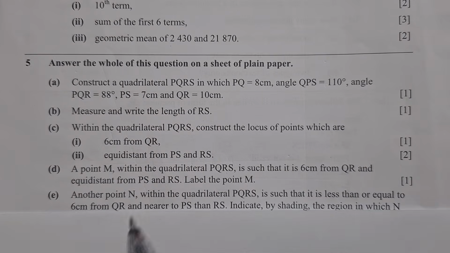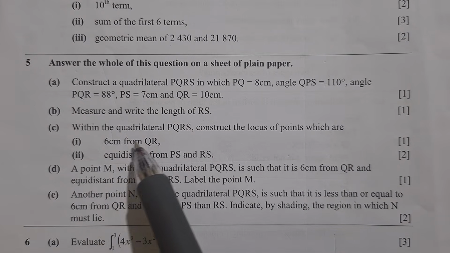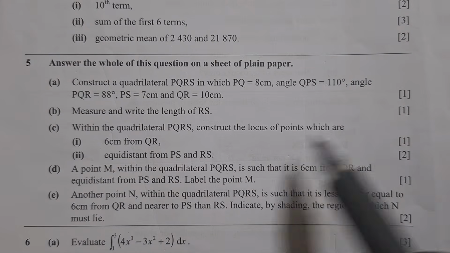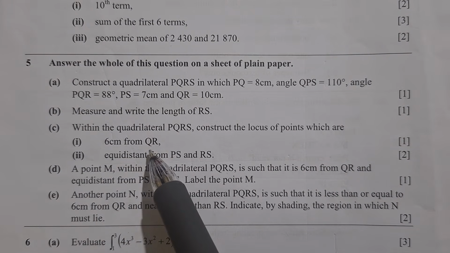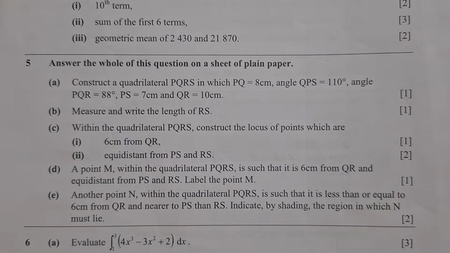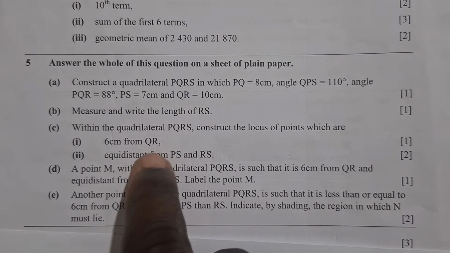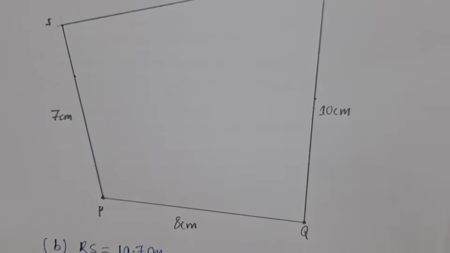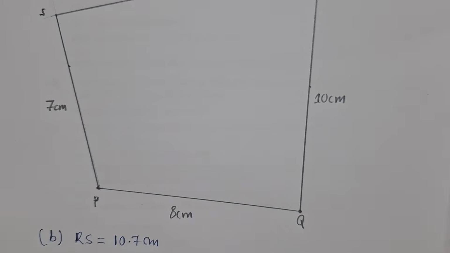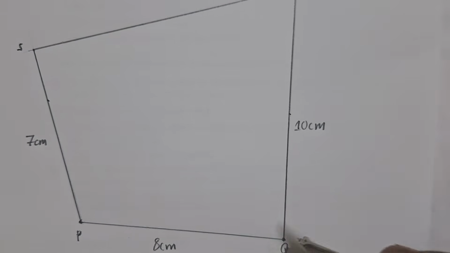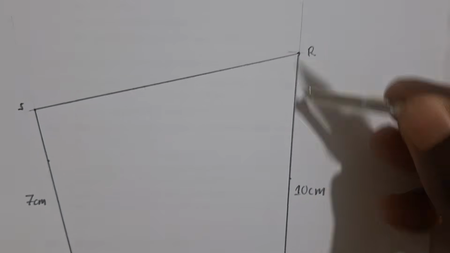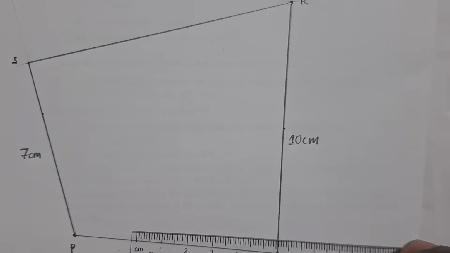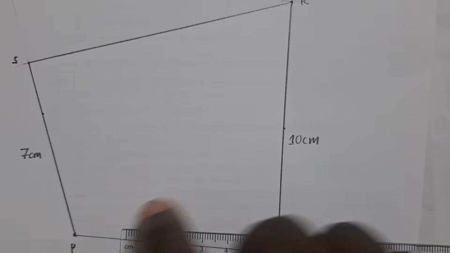So the next question here, they're saying, within a quadrilateral PQRS, construct the locus of the points which are 6 centimeters from QR. So look at this. This is 6 centimeters from a certain line. This line is QR. You go to your diagram and identify where QR is. So my QR, this is QR. So it's this line. And what it means is that you form a line somewhere here, which must be 6 centimeters from here to here, 6 centimeters.